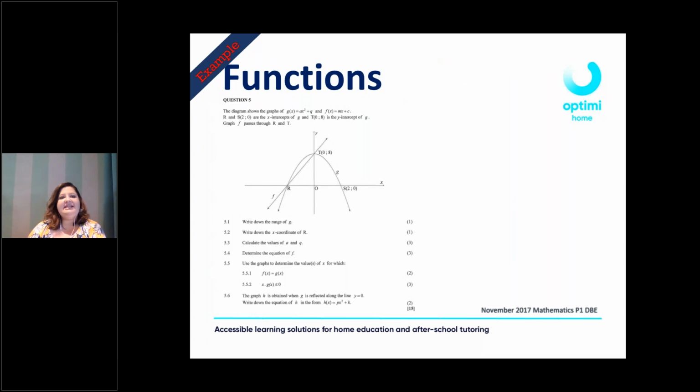I want us to look at this example that I've taken out of the 2017 mathematics paper of the DBE. I'm just going to take down the hands for now.